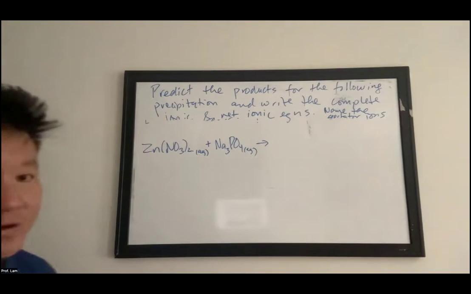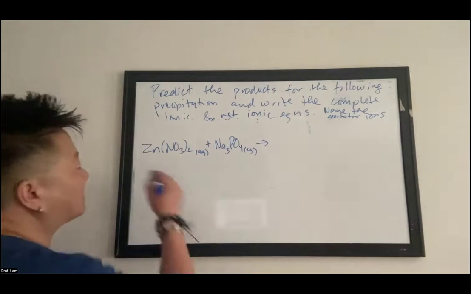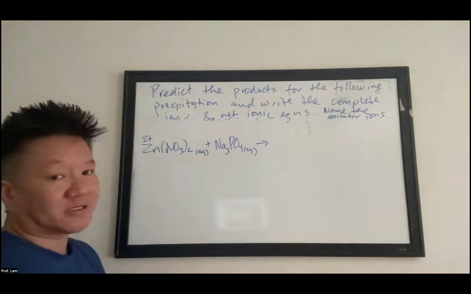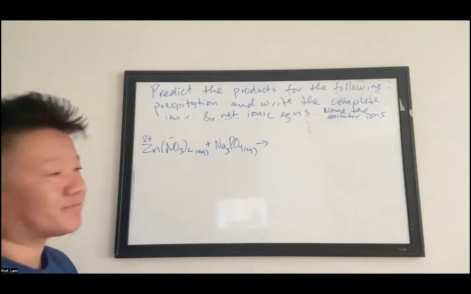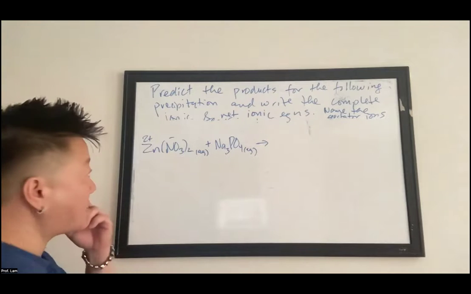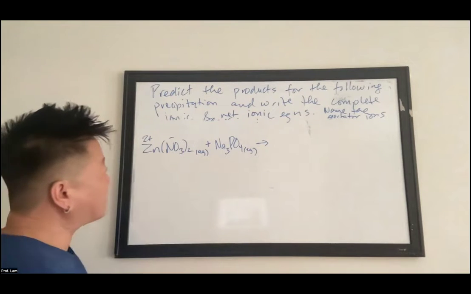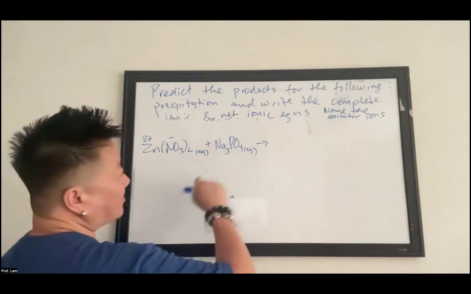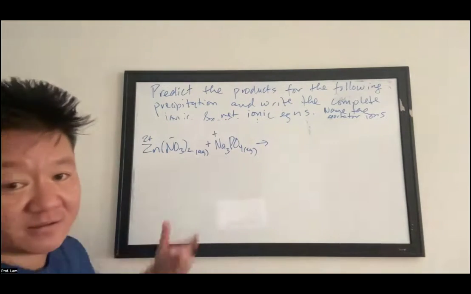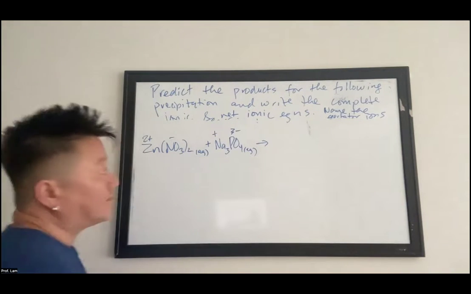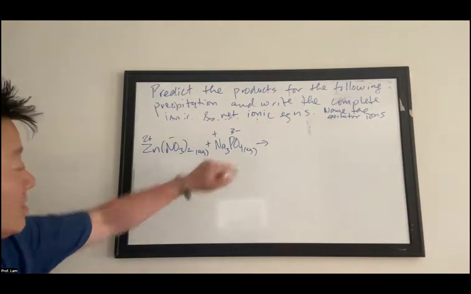All right. So again, before we predict the products, let's get the charges up there. Zinc is 2 plus because it's in group 2B on your periodic table, right? Nitrate, NO3, is minus. That's why you need 2 of these, to balance out the zinc. And sodium phosphate, sodium is in group 1A, so it's plus. You look at phosphate, it's just 3 minus, right? And so that's why you need 3 sodiums in order to do that.